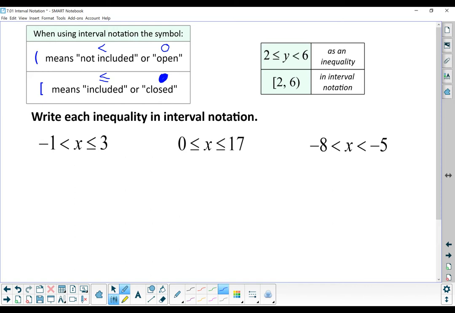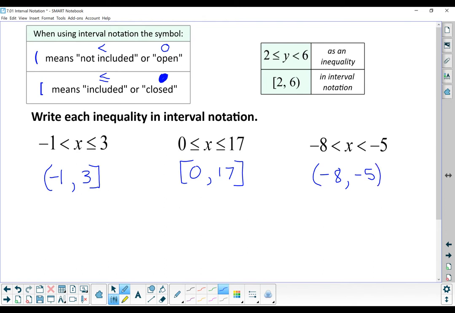So we're going to translate each of these inequalities into interval notation. The first one has a boundary from -1 up to 3. On the -1 side, it's not included, so I use a curved parenthesis. On the 3 side, it is included, so I use a bracket. Our next one is the interval from 0 to 17. So we write in our two boundaries. On both sides, we need to use a bracket because they are both included. And our last one is between -8 and -5, and both sides are not included, so we would use parentheses.